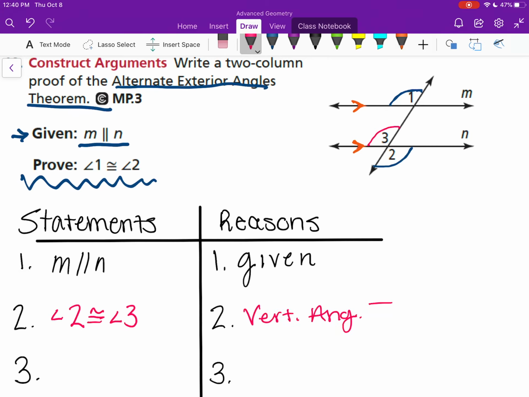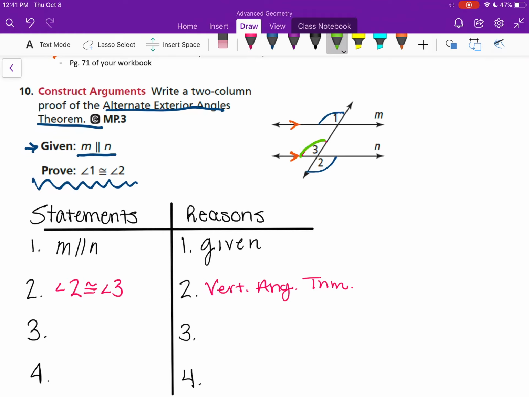All right. Well, is there anything we can now see about angle 3 and angle 1? Are they related in any way? They are. They are corresponding angles. And we know that corresponding angles are congruent. So I can say that angle 1 is congruent to angle 3 by the corresponding angles theorem. I can use that theorem 100%. I know that 3 and 1 are congruent because of that theorem.